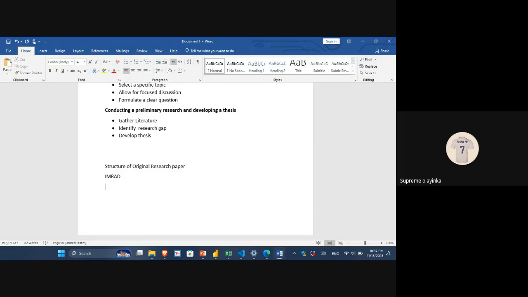Then you develop your thesis. This is the objective of writing this research paper. This is the research gap I'm trying to fill. These are the aims and objectives. What is the significance of this research paper? Then that's all for the introduction. I think we discussed this sometime before. So tomorrow we will expatiate on how to write the introduction, the theoretical aspects of writing the introduction of an original research paper. Do you have any question before we call it a day?